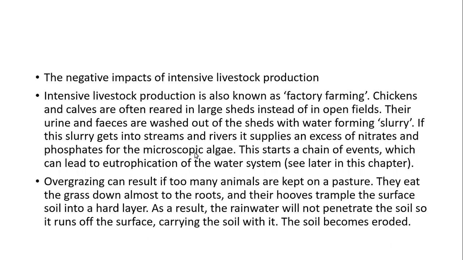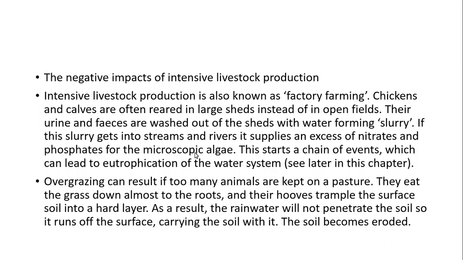First of all, if you're going to keep so many animals close together, the waste products produced by the animals will pass into the soil. And from the soil, they can pass onto the water and cause eutrophication. So eutrophication is not just caused by fertilizers. It is also caused by intensive livestock production, because the waste products of the animals also have organic matter in them, and that organic matter allows the algae to survive.